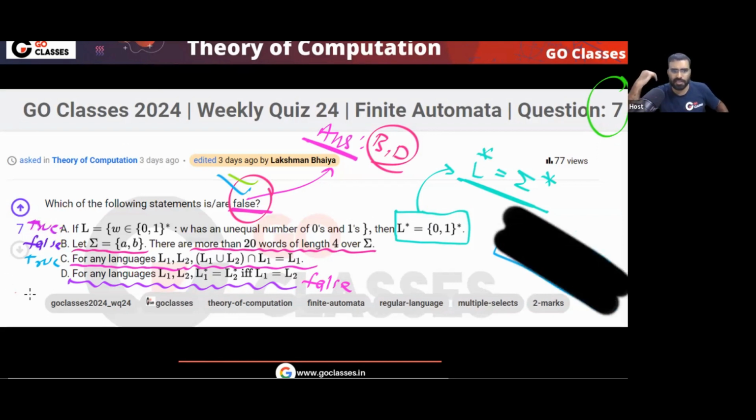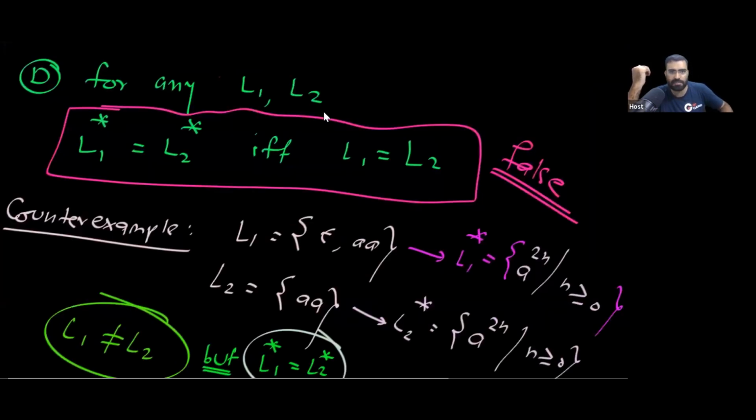Okay. Is this understood? Please tell me, did you understand everything? Remember, this option D is false. Did you understand option D? The languages are different, but still their star can be the same. Notice, here this language is different from this language. L1, L2 are different, but their star is the same. Okay, so this is your question number 7.